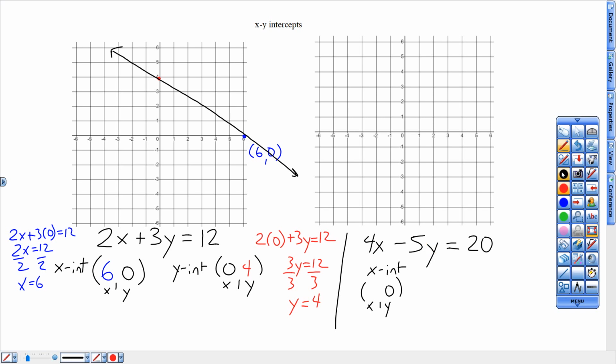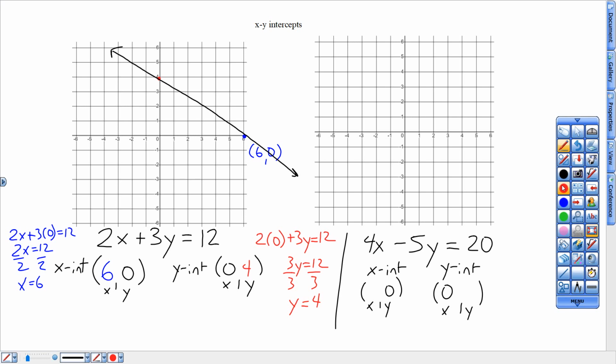For the y-intercept, I want you to plug in x is 0 and try that. Again, knowing that when I plug in y is 0, I'm pretty much just solving that for x, dividing by 4. When I plug in x is 0, I'm pretty much dividing both sides by -5. So try that one.